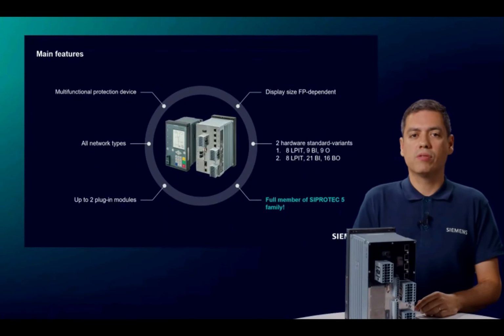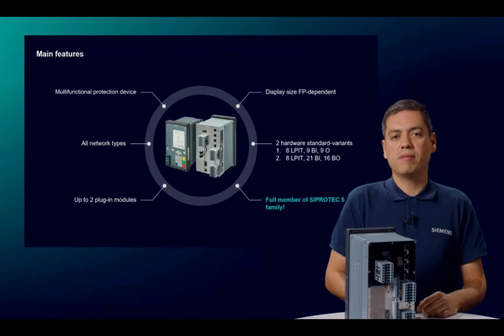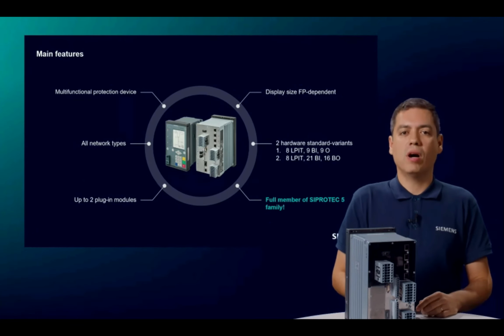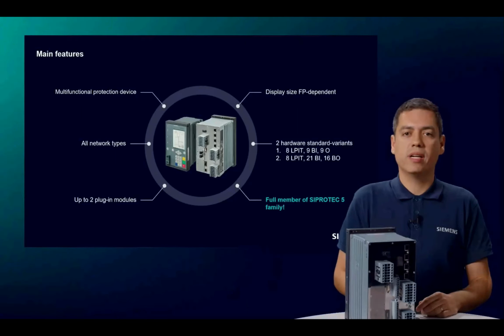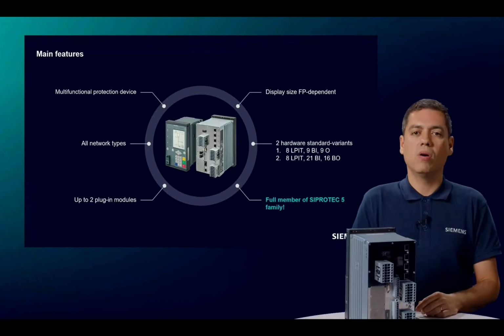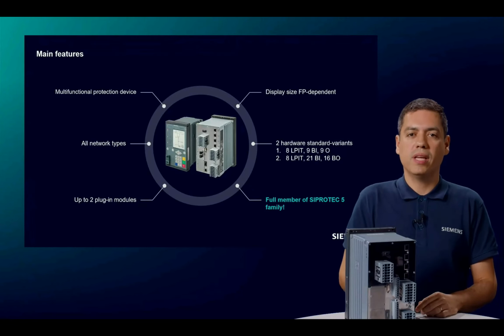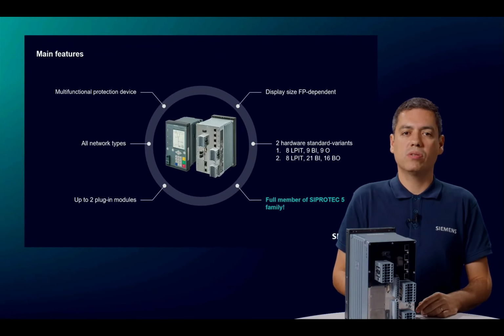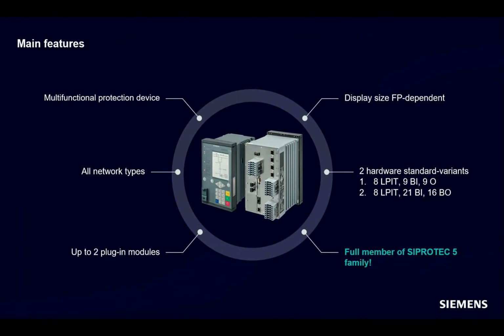As you know from the SIPROTEC 5 devices, this is suitable for all types of networks, regardless of whether the neutral point is grounded, compensated, or isolated. As you can see in the photo of the back of the device, there are 2 installation slots available for plug-in modules, but these can currently only be used for communication modules. This is actually nothing new so far.